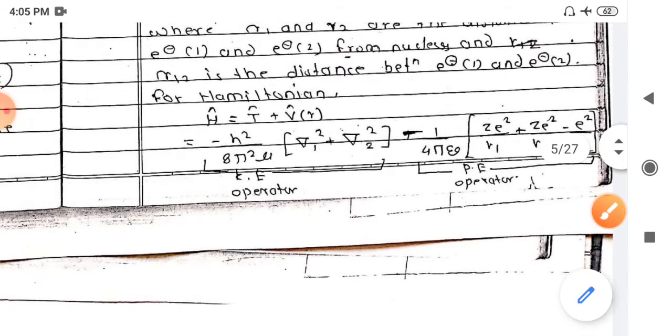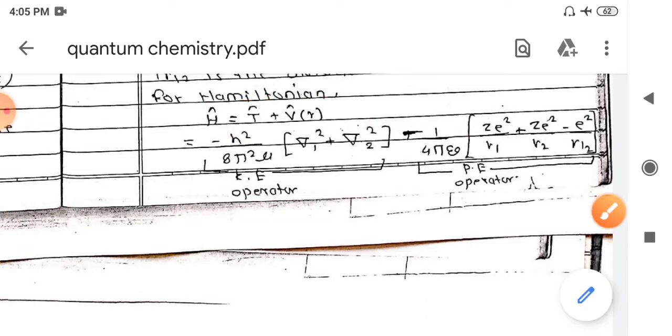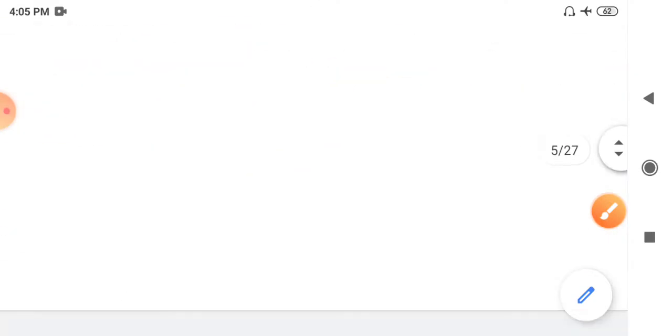So the overall Hamiltonian consists of the translational energy or the kinetic energy plus potential energy. So this Hamiltonian is a combination of kinetic energy and potential energy, and the kinetic energy is given by minus h square upon 8 pi square m into grad 1 square plus grad 2 square, minus the overall potential energy term. Okay, so that is the overall Hamiltonian for the helium atom system.